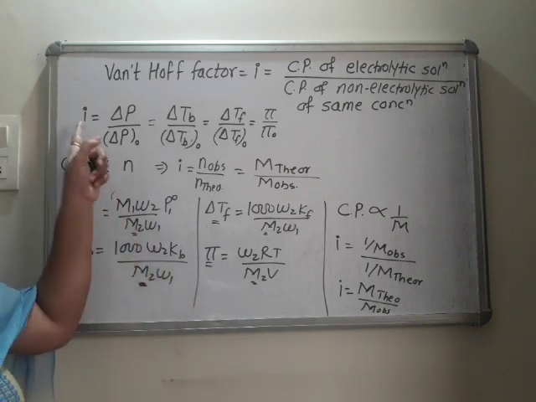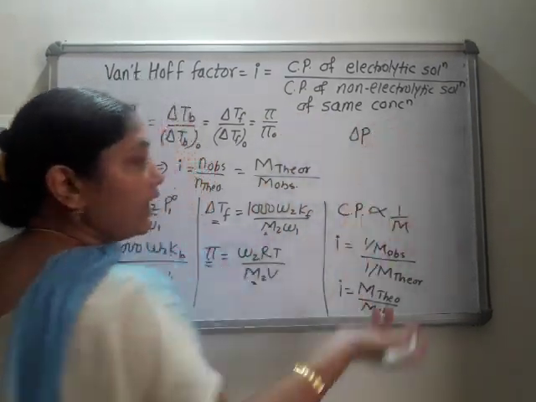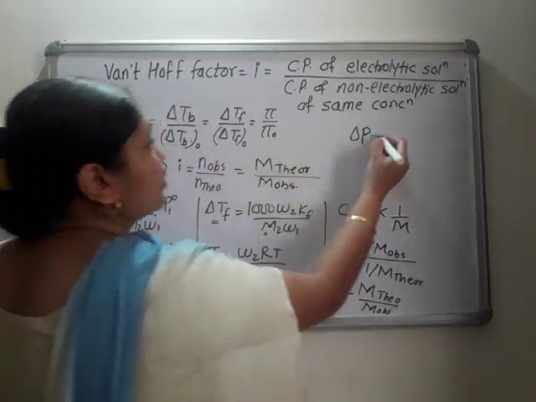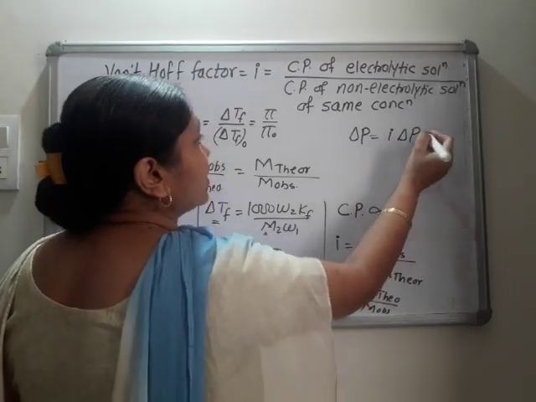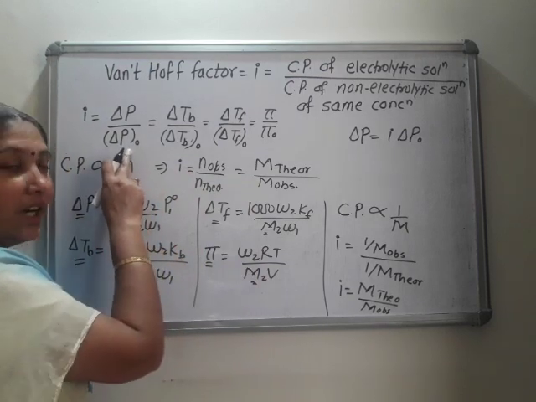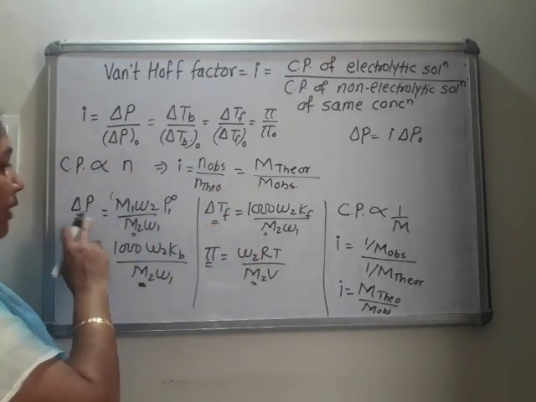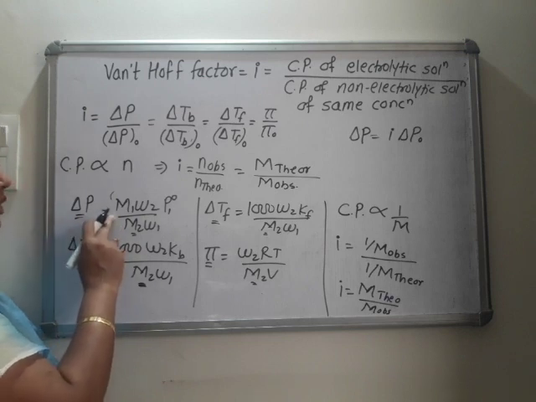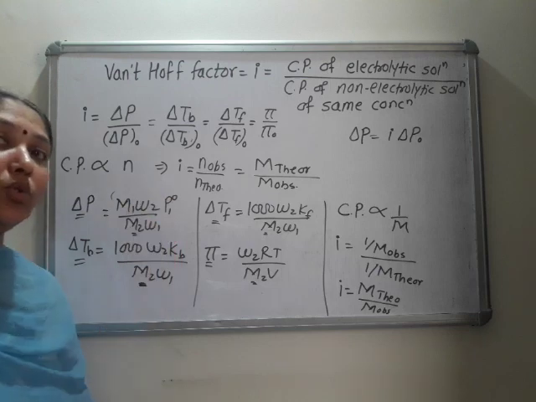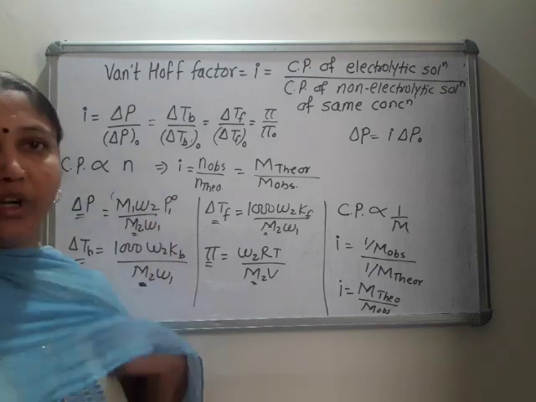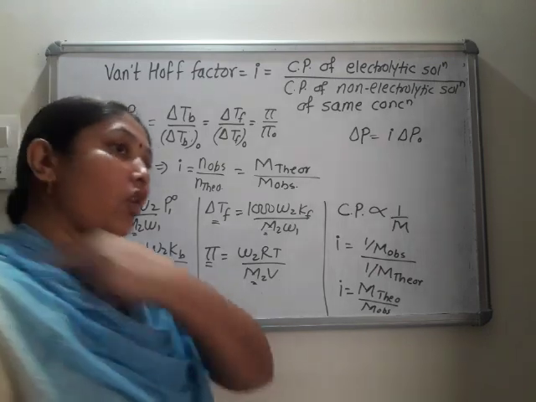Okay. So in short, we can find the actual lowering of the vapor pressure in case of NaCl as i into delta P naught, the standard value, right? Means we can calculate delta P by using this formula. We just have to multiply it by i so as to get the actual magnitude of the colligative property. Is this clear? In case of strong electrolytes.